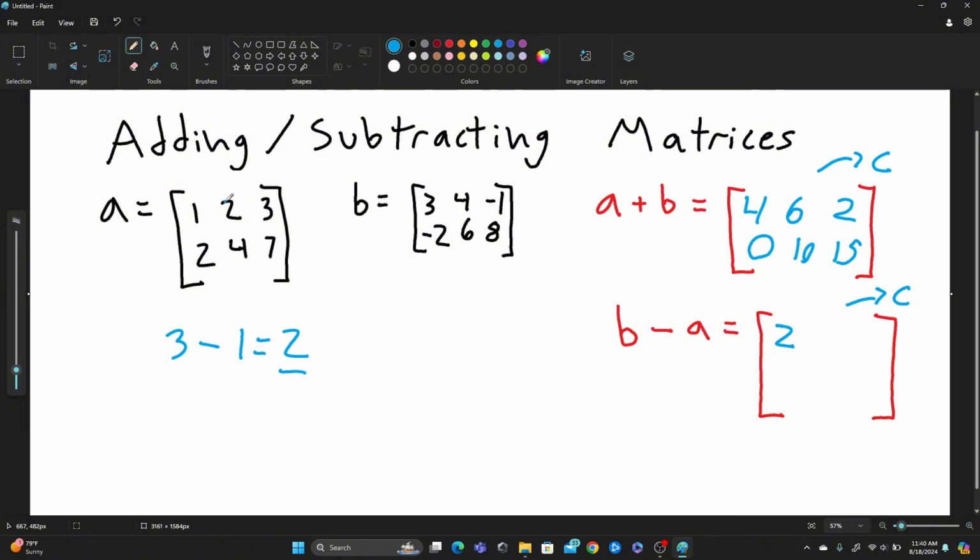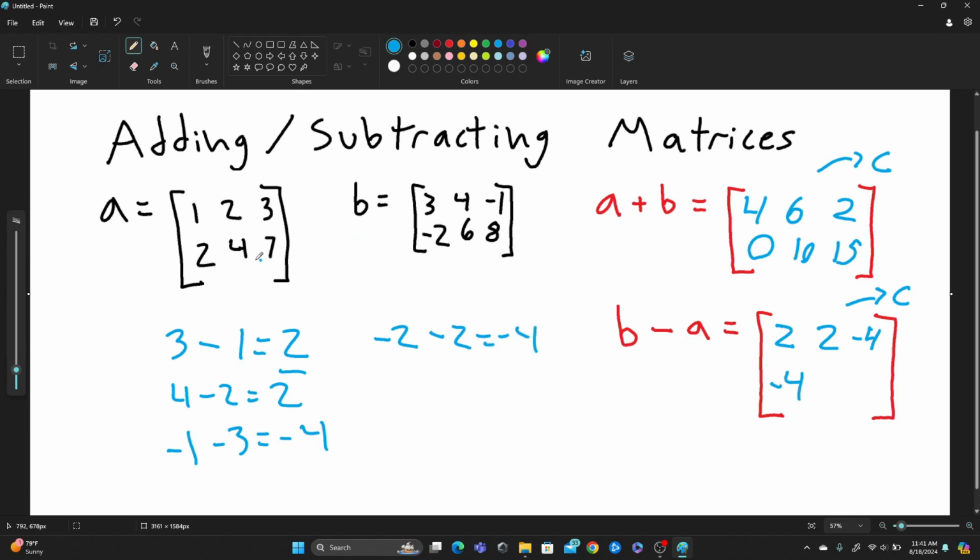And then the second one, we have 4 and 2. So we're going to go 4 minus 2 equals 2. Put a 2 right there. And then for the third one, we have negative 1 and 3. So that's negative 4. We're going to put negative 4 right there. And then for this fourth one, bottom left corner, we have negative 2 minus 2, which is also equal to negative 4.